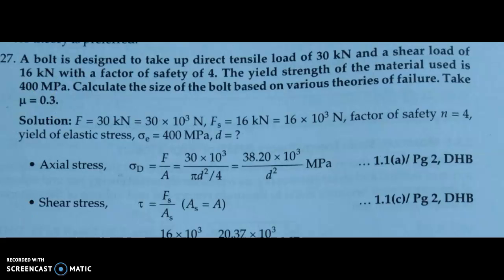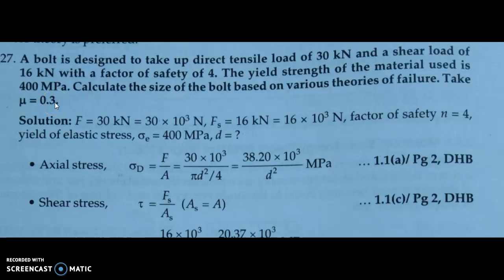Write the question. A bolt is designed to take up direct tensile load of 30 kN and a shear load of 16 kN with a factor of safety of 4. The yield strength of the material used is 400 megapascal. Calculate the size of the bolt based on various theories of failure. Take mu is equal to 0.3.